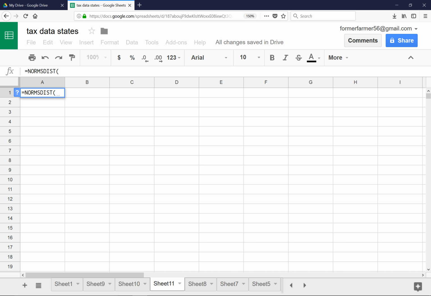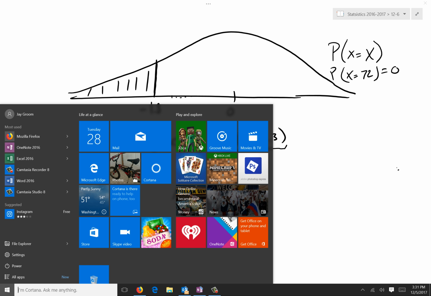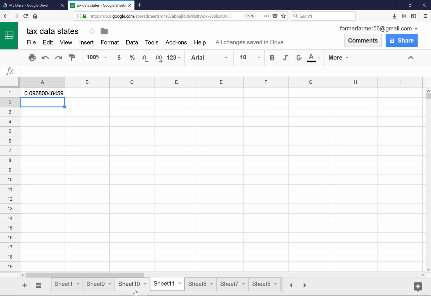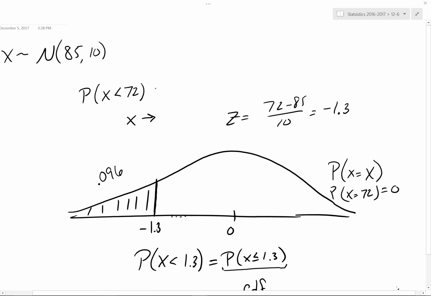norm s dist. Now, I will say this: the difference between Excel and Google Sheets is it's norm s dist on Excel. Okay? I'm going to type in negative 1.3. Hit enter. Okay? What that tells me is the probability that I am less than or equal to this. Oh shoot, and I didn't pay attention. What percent was it? 9.6%. So from here down is 0.096. So back to the top of the page, what percent of the people scored less than 72? 9.6% of them did. Okay?